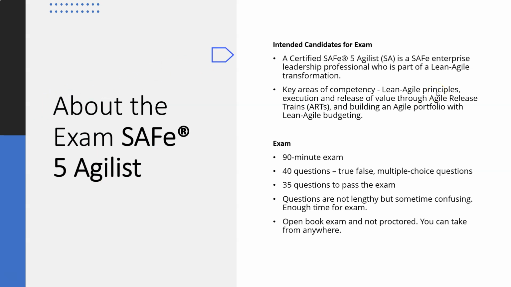So about the exam, the intended candidate is a SAFe enterprise leadership professional who is part of a lean agile transformation. Key areas of competency: you get a good understanding of lean agile principles, execution and release of value through agile release trains, and building an agile portfolio with lean agile budgeting. It covers a good amount of high-level, enterprise-wide agile implementation, including how to implement agile at the portfolio level.